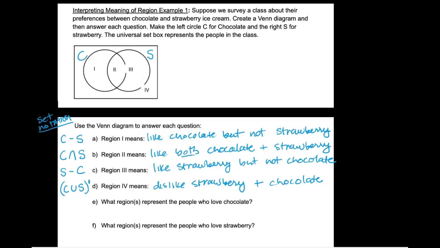Part E asks, what region or regions represent the people who love chocolate? In that case, we could just highlight the chocolate circle, which would be these people. So we're looking at regions 1 and 2. The set notation for that we would just write as C, for set C. The next one, what regions represent the people who love strawberry? Very similar to the last one. We're just looking at this circle labeled S. That would be regions 2 and 3, and we would just write S for the set notation.